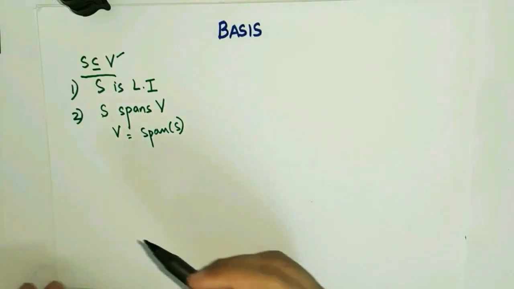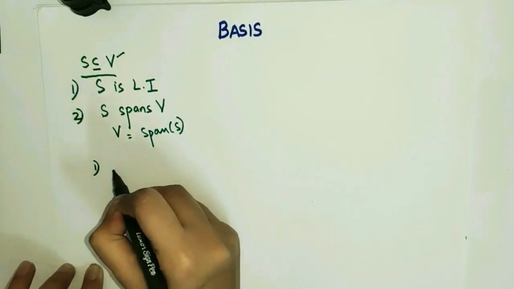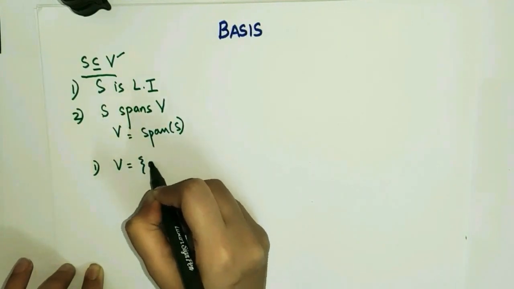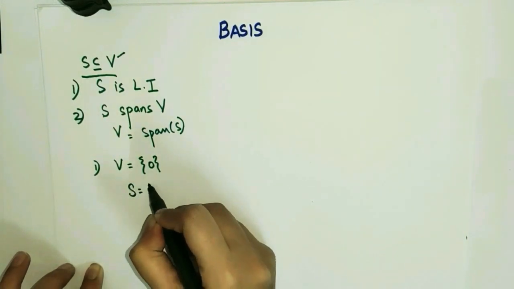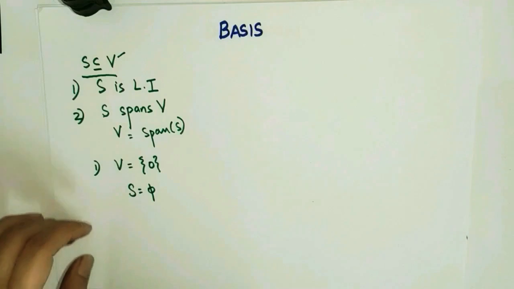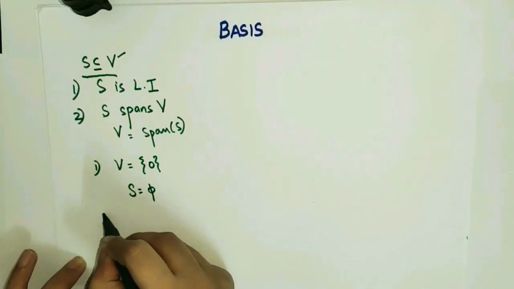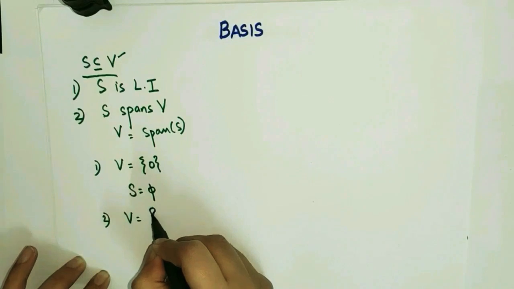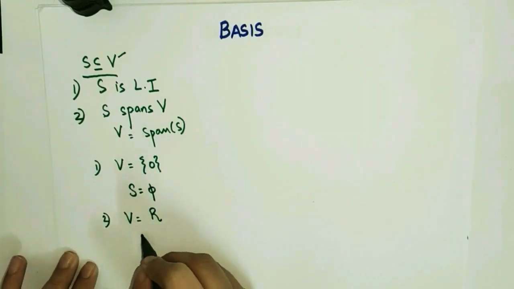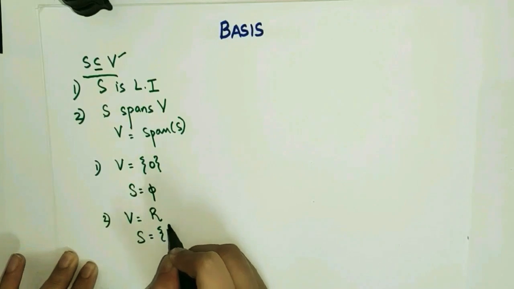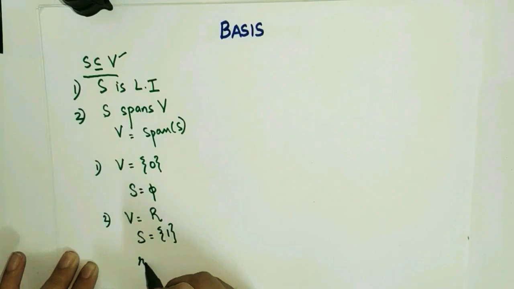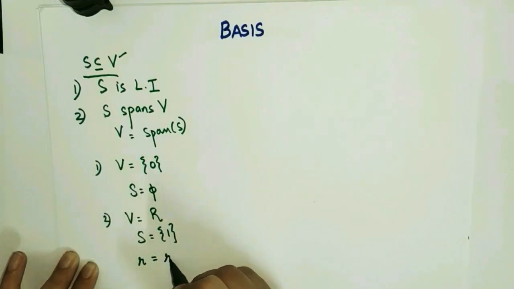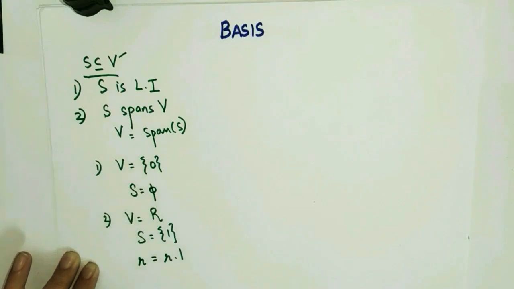Let us explore some examples. First, I take the trivial vector space. If V is singleton {0}, then S equals phi is a basis for V. Secondly, if I take V equal to the set of reals, then S equals singleton {1} is a basis for V because it is possible to write any real number r as a scalar multiple of 1. So 1 is a basis for V.